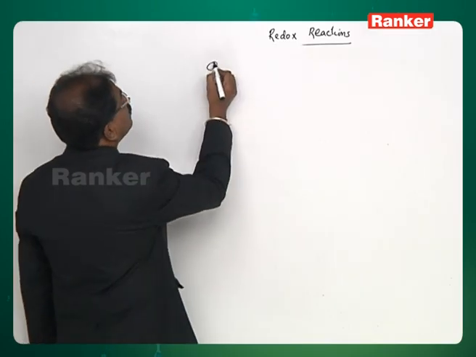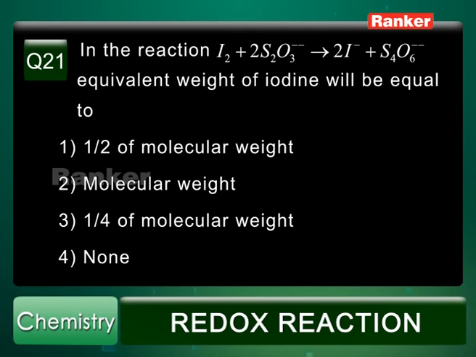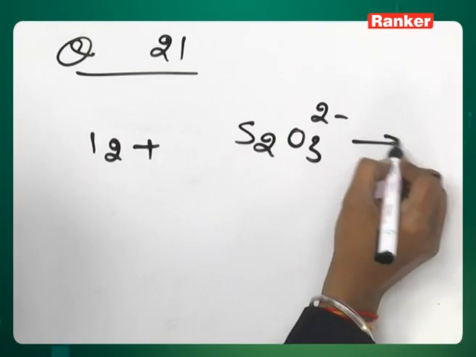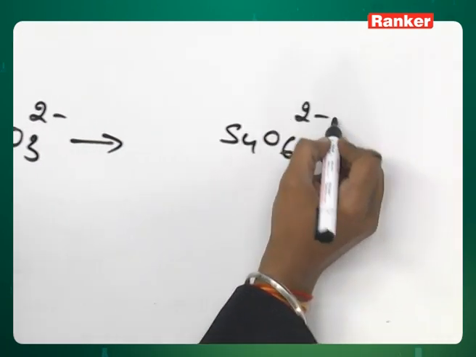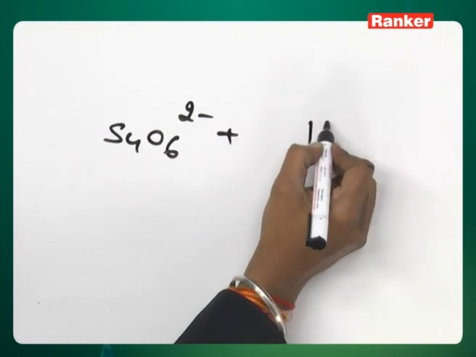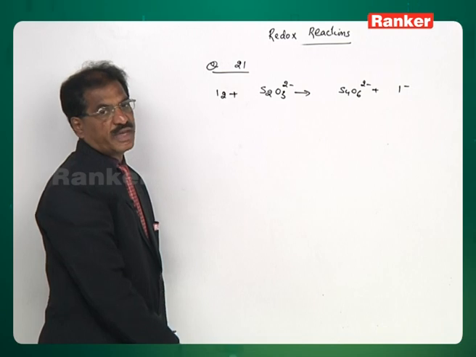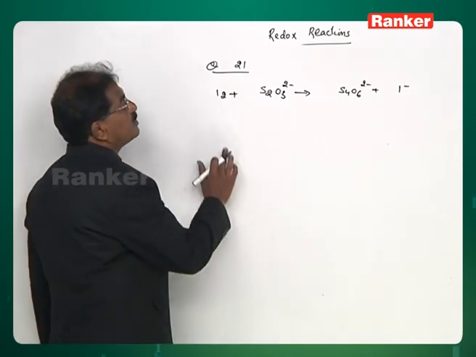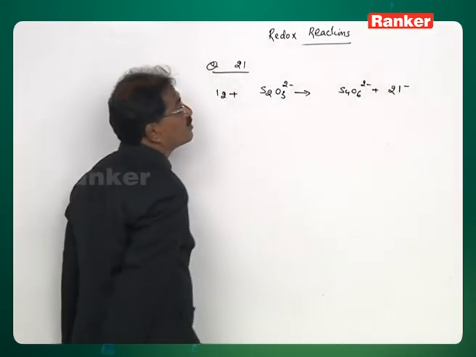Next, question number 21. I2 plus S2O3 2- gives S4O6 2- plus I-. So now in this reaction, we want the equivalent weight of the iodine. First we balance this reaction. Here 2 iodine atoms are participating, so here 2 iodide ions.